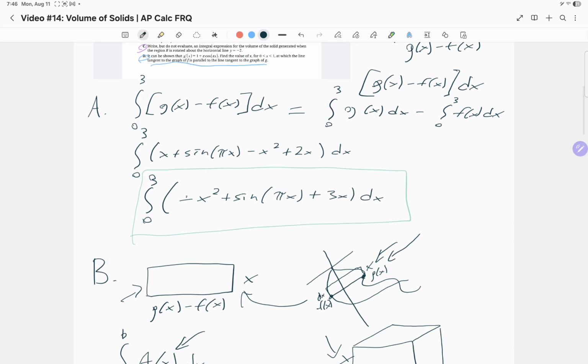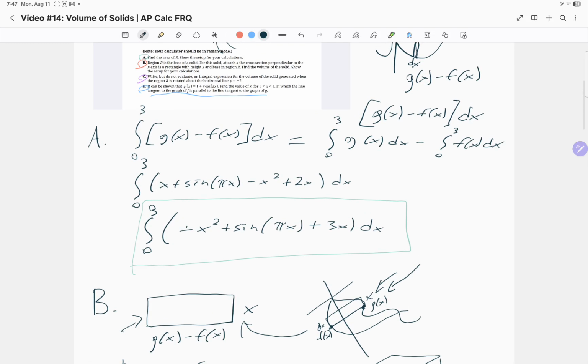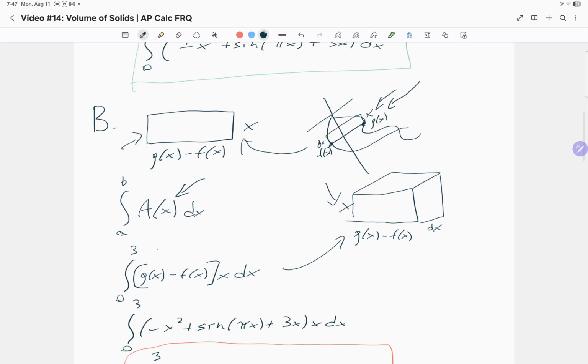That made sense, but in part B now, we're adding another direction. We're now dealing with a 3-dimensional solid, and now it has height x, and the base is in region R. So the length of the base is going to be g of x minus f of x, and the width is going to be dx, because if we're looking at a representative rectangular prism now, we're dealing with 3 dimensions. As I drew here, our width is going to be dx, and our length is going to be g of x minus f of x.